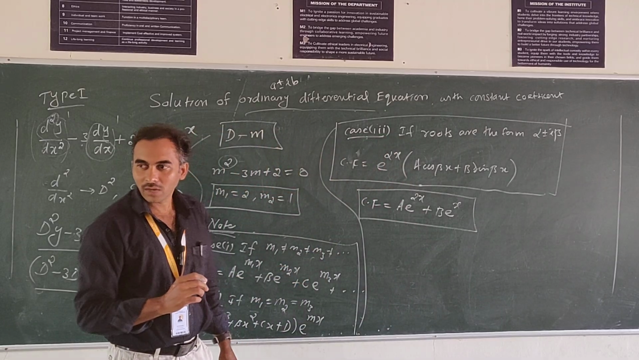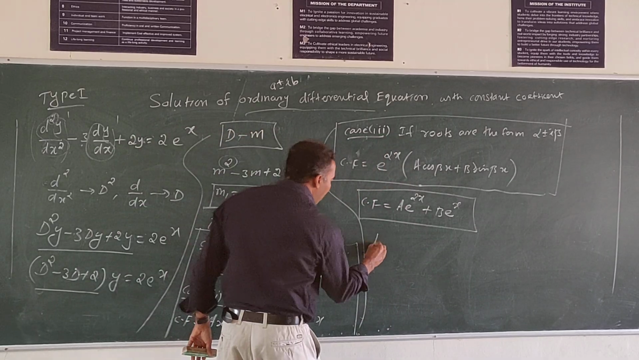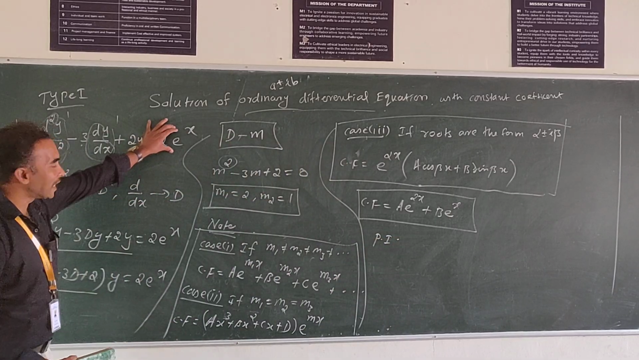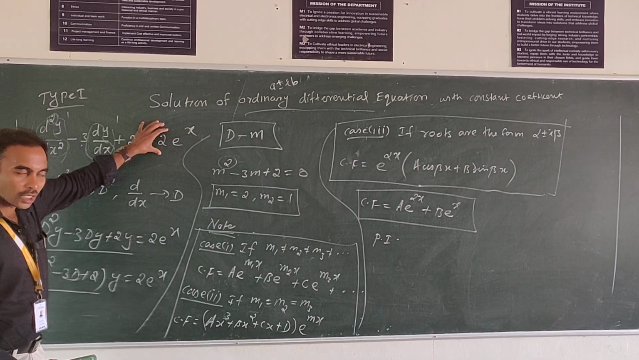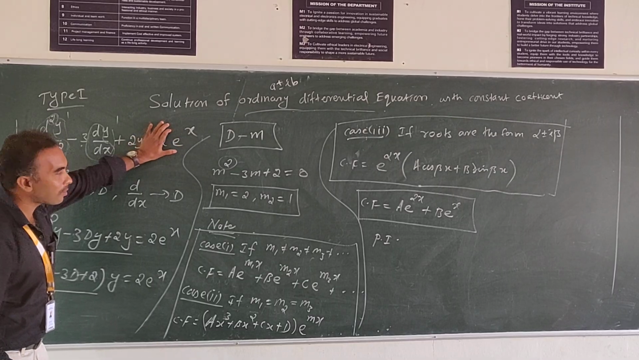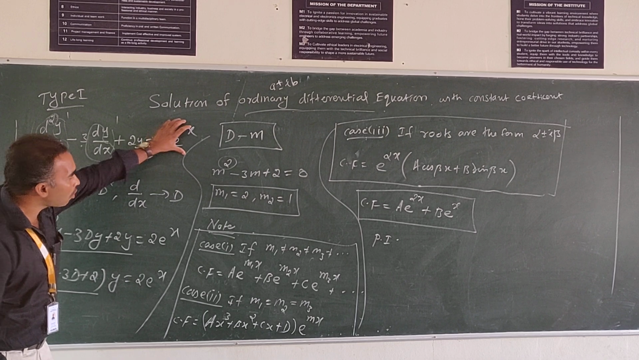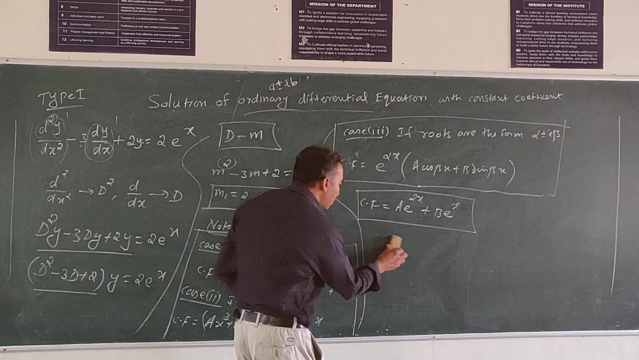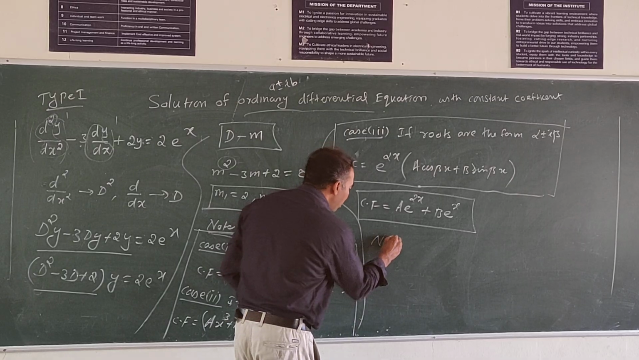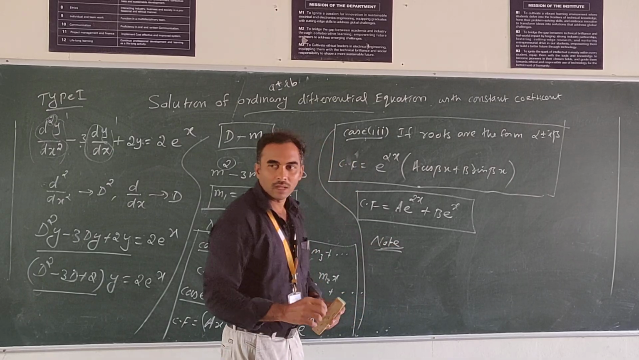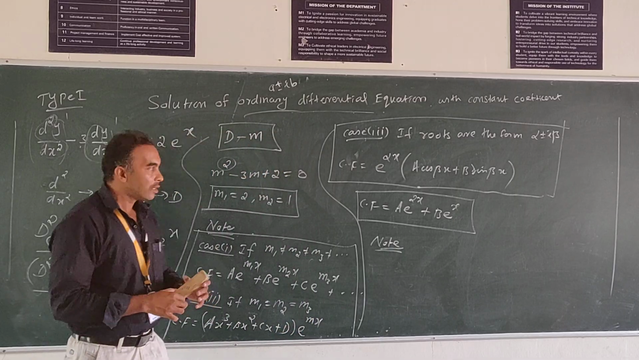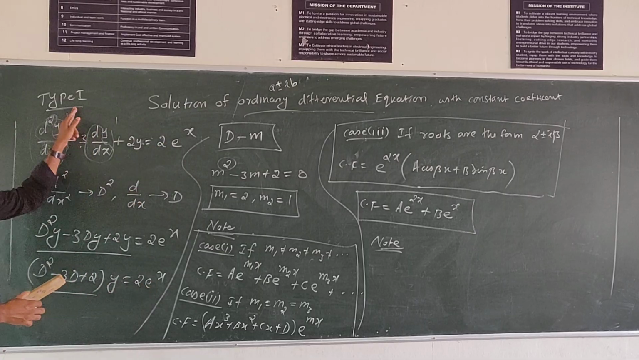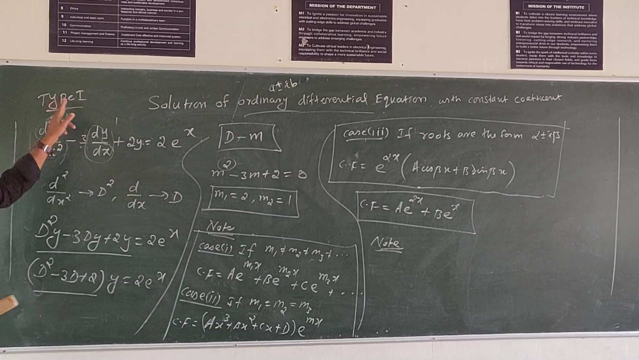Next we have to calculate the particular integral. Here also we have to write the notes. Here what is the right hand side? 2 into e power x. Never bother about this constant. Take into account only the e power x. So for the particular integral, we also have a note: method of finding particular integral for type 1 problem. In the right hand side, if you find e power ax, that will come under the type 1 problem. So note.